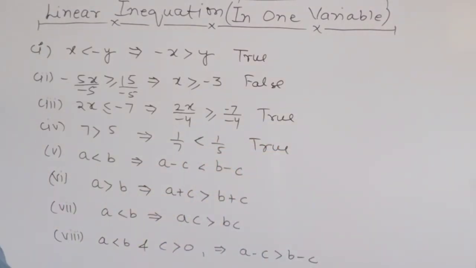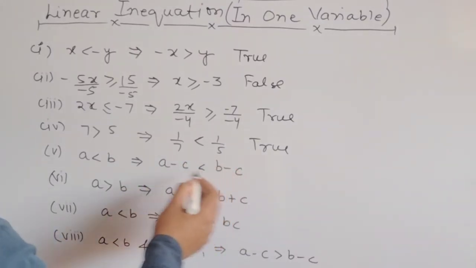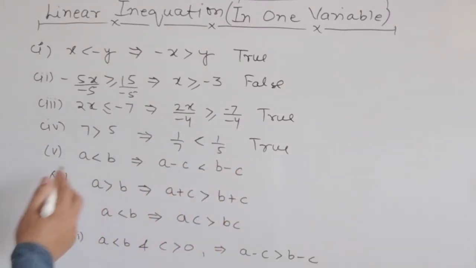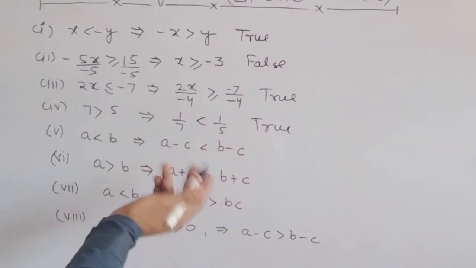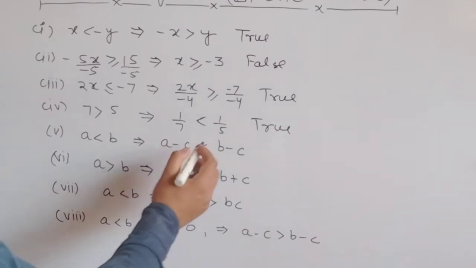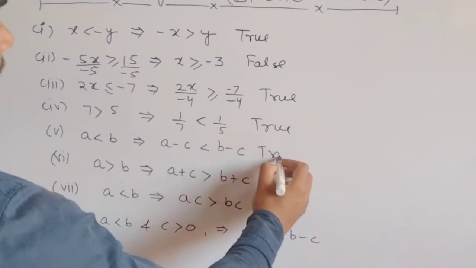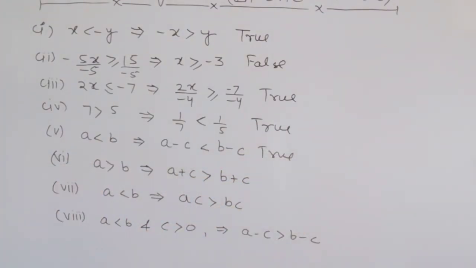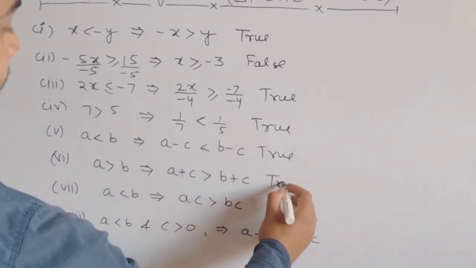Our next example is a less than b, and the same number c is subtracted from both sides, so there is no effect on the inequality. The inequality remains the same, so it is a true statement. If a is greater than b and the same number is added on both sides, this is also a true statement.